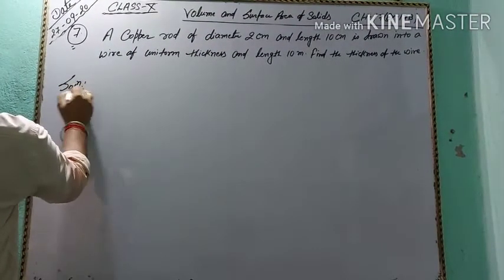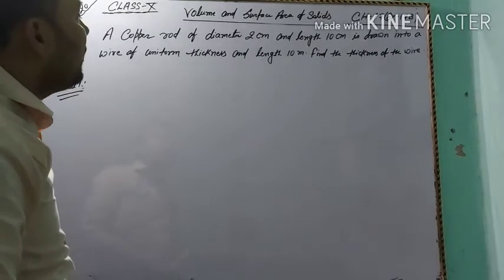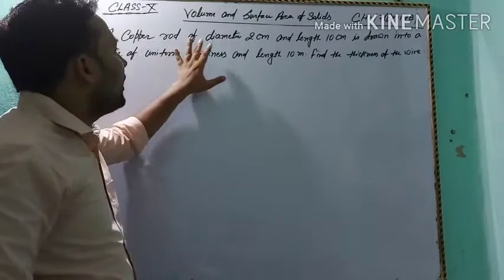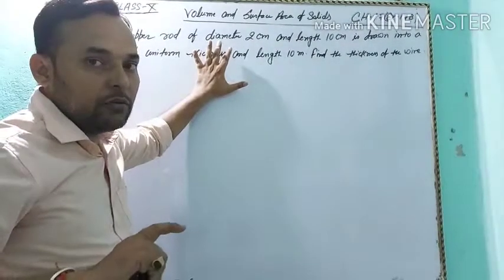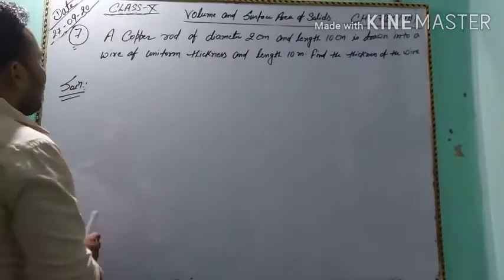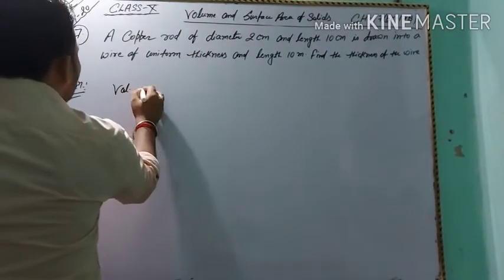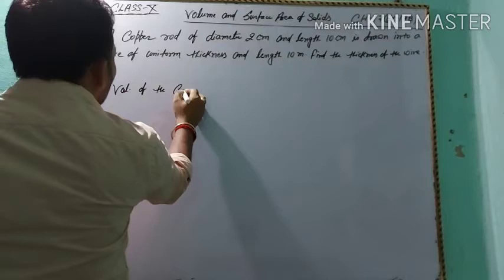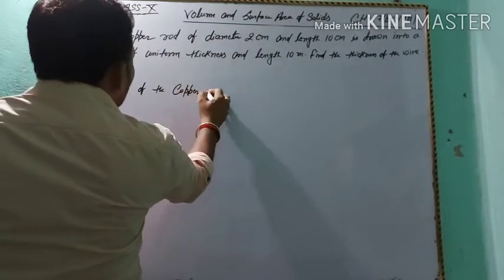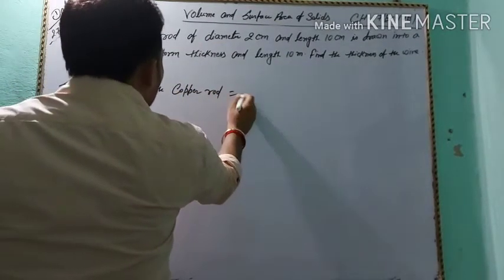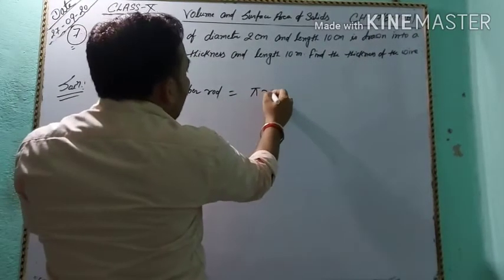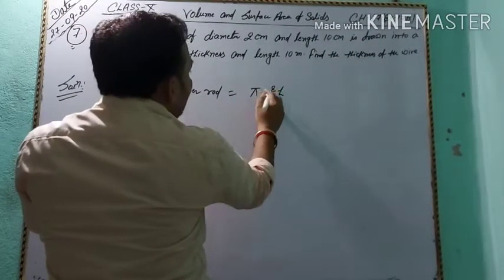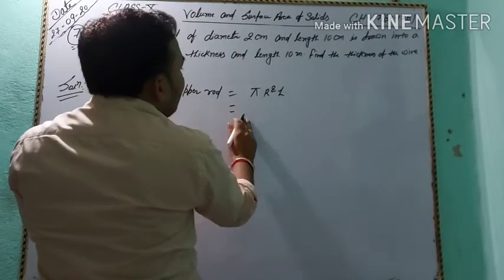Solution. First of all, find the volume of the copper rod, and this copper rod is in the form of a cylinder. So volume of the copper rod is equal to pi r square h.